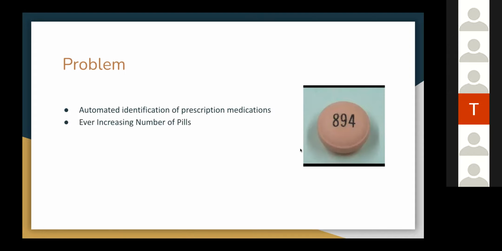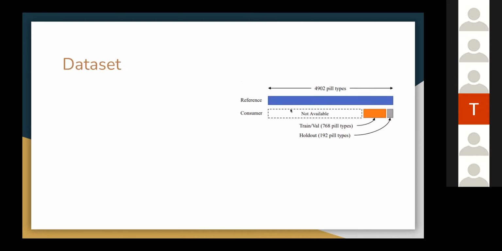Since there's an ever increasing number of pills, it'd be useful if we had some computer technology to increase the speed at which we identify pills. So a little bit about the dataset. There are 4,000, 5,000-ish reference images. These reference images are pictures of the front and back of pills under extremely controlled conditions, with controlled lighting and a clean backplate. Meanwhile, they have consumer images of some of the pill types.